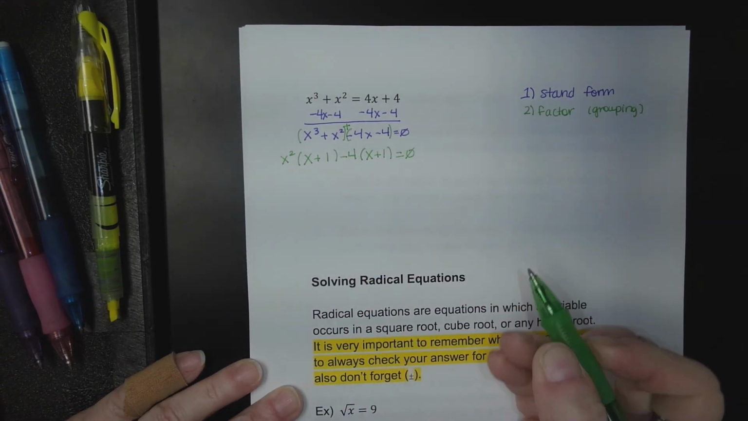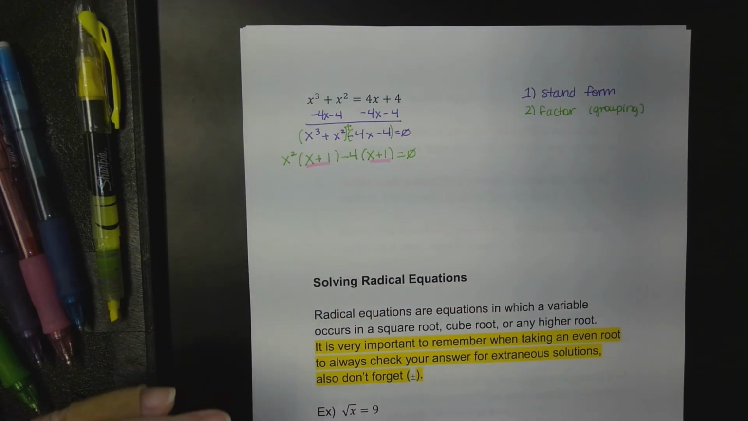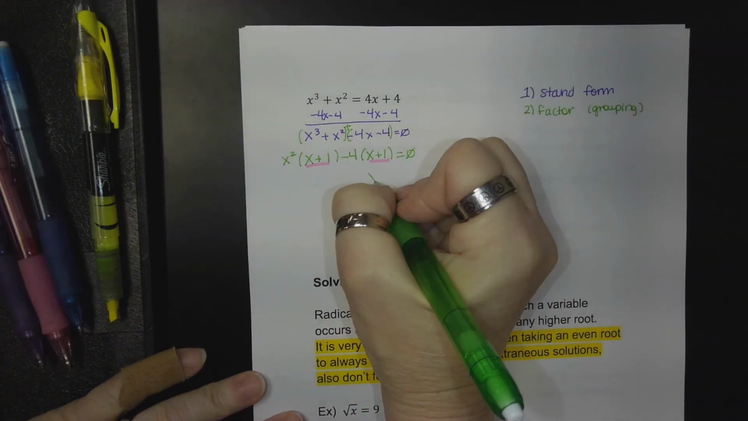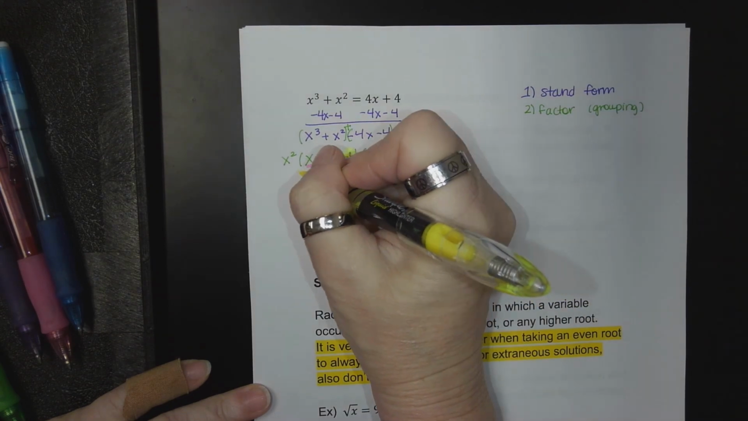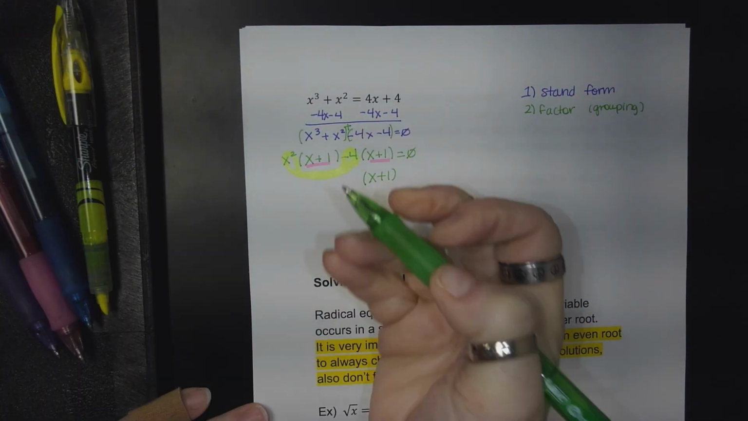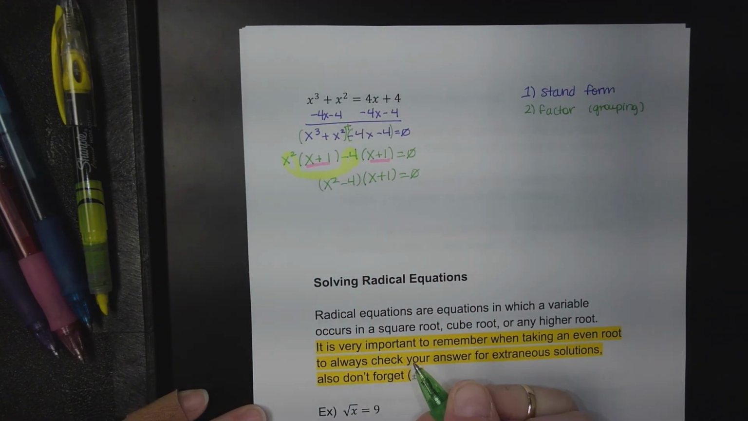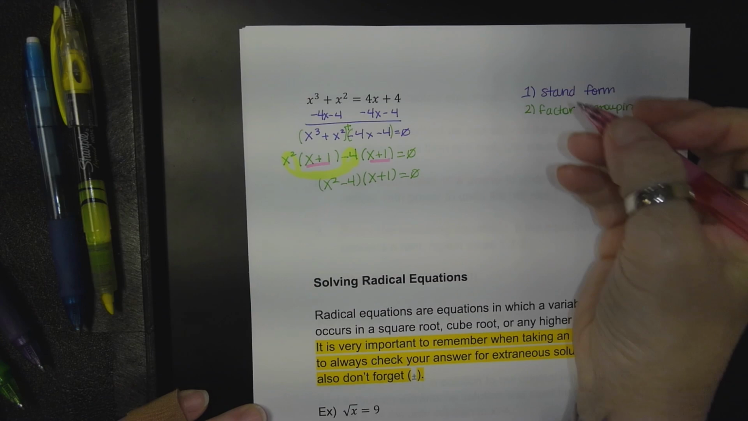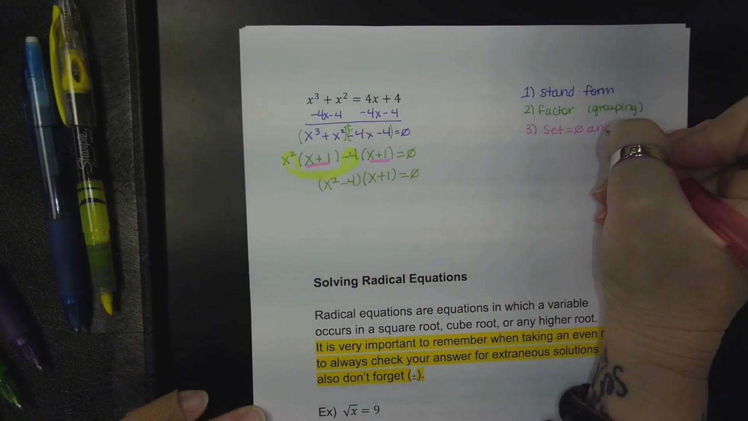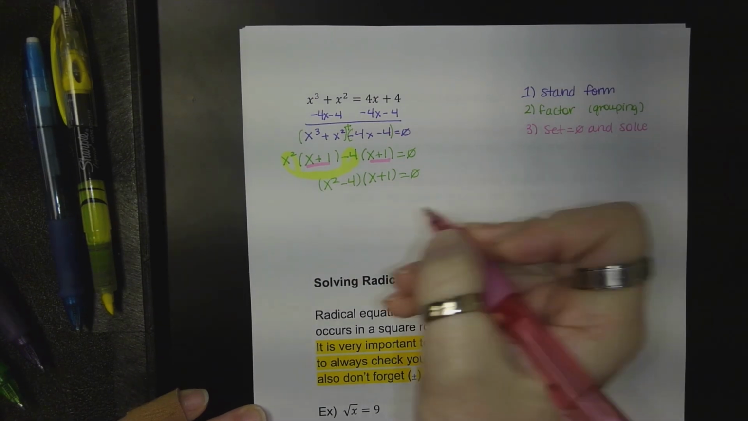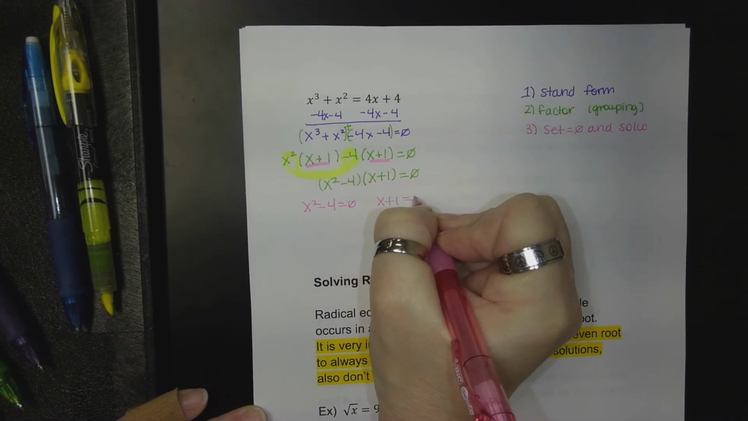All this equals 0. So if you remember, when these are the same, that becomes a factor. So x plus 1 is one factor, and then what's on the outside becomes a factor. So x squared minus 4 is our other factor. So now our third step is to set equal to 0 and solve. So we're going to set x squared minus 4 equals 0 and x plus 1 equals 0.